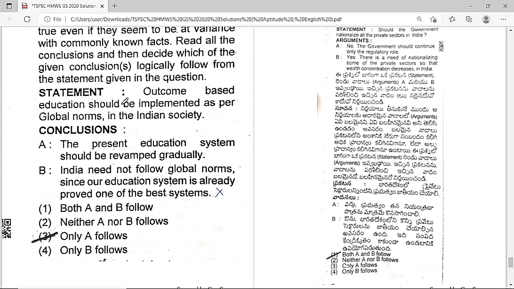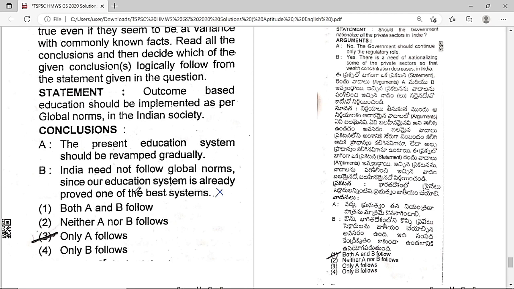So only conclusion A is going to favor the statement, but not the conclusion B. So only conclusion A is what we can conclude from the statement, but not conclusion B. So by reading the statement, only conclusion A is going to get followed, but not conclusion B.